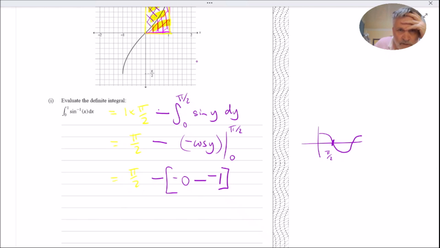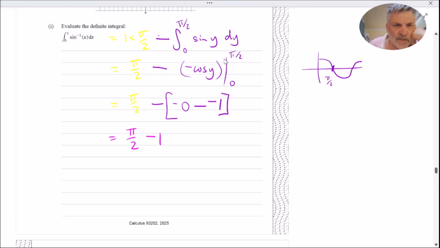So, getting rid of the yellow and the purple, we get an answer of pi over 2 minus minus, that's going to be minus 1. And that will give us the answer to that question. You can write out a value for that. Pi is 3.14. So this is 1.57. Take off 1, so we get 0.57 or something similar to that.